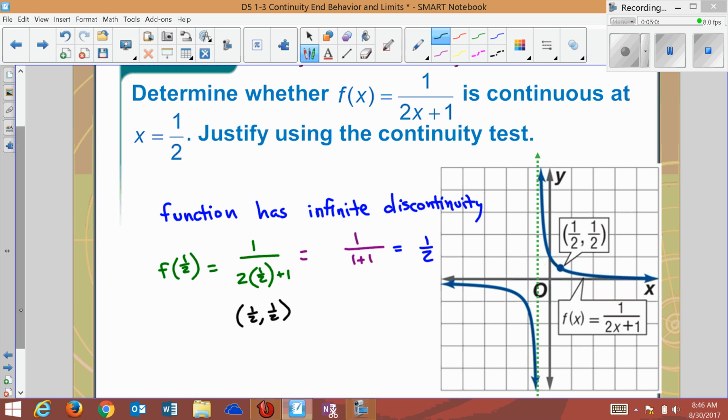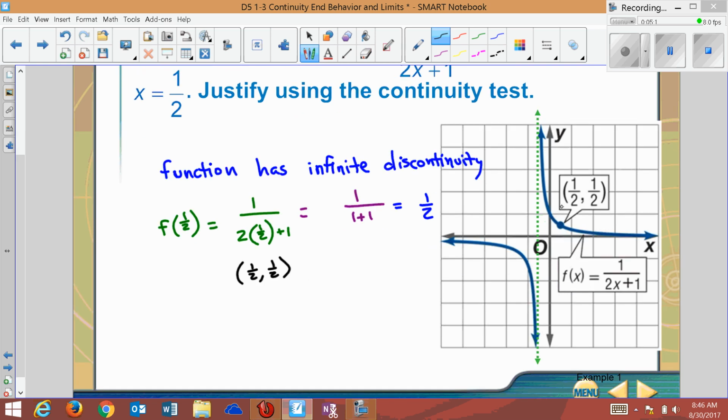So then to determine if it's continuous, you just have to make sure the left side of the graph, the left end behavior, is approaching the same point as the right side. Both of these I just drew in these arrows, are these both approaching the same point? Yes, they are. Because of that, it is continuous at x equals 1/2.